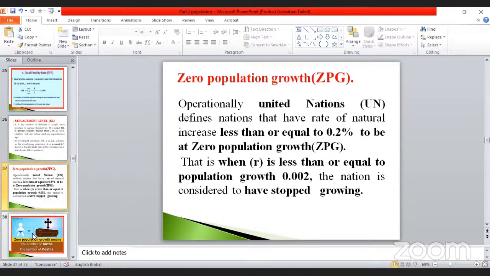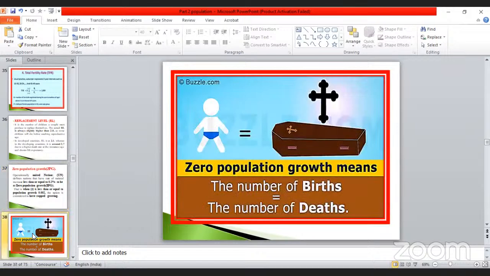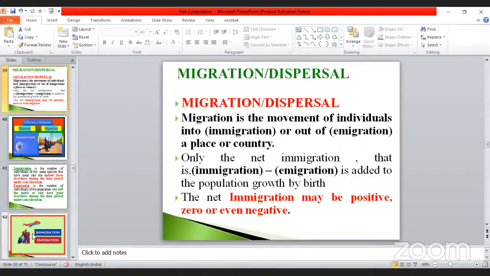Zero population growth: what is the meaning? As in our laboratory, the death rate and the birth rate are equal, which is zero population growth. For any country, 0.2 is normal, and less than 0.2 is zero population growth. If it increases or decreases, it depends on reproduction and age factors. Zero population means the number of births equals the number of deaths, so that is really 0.